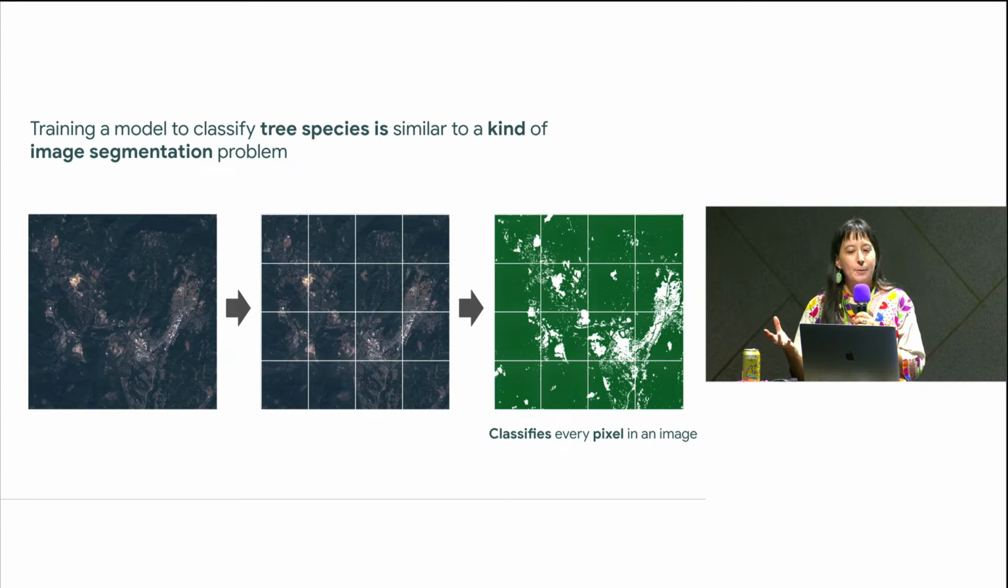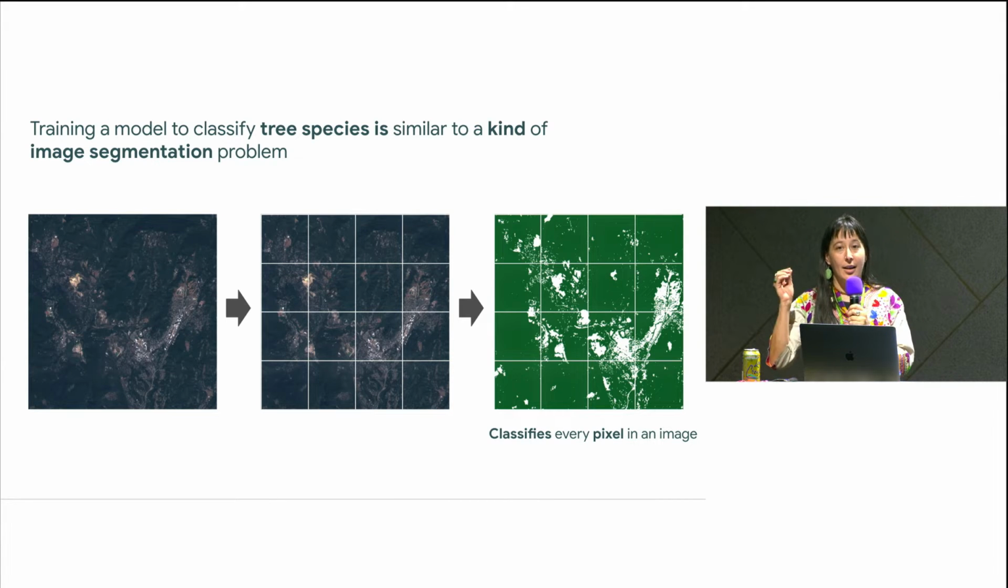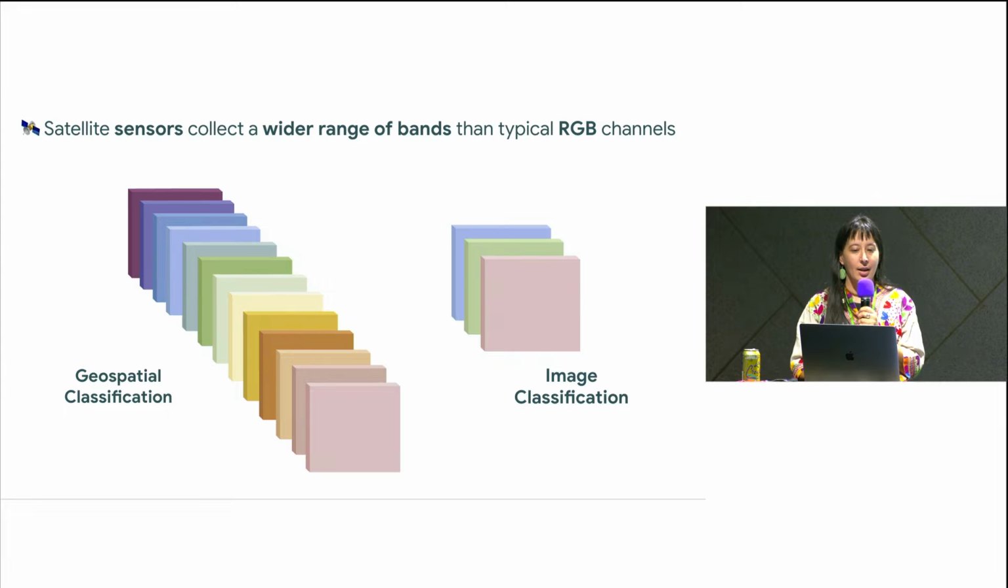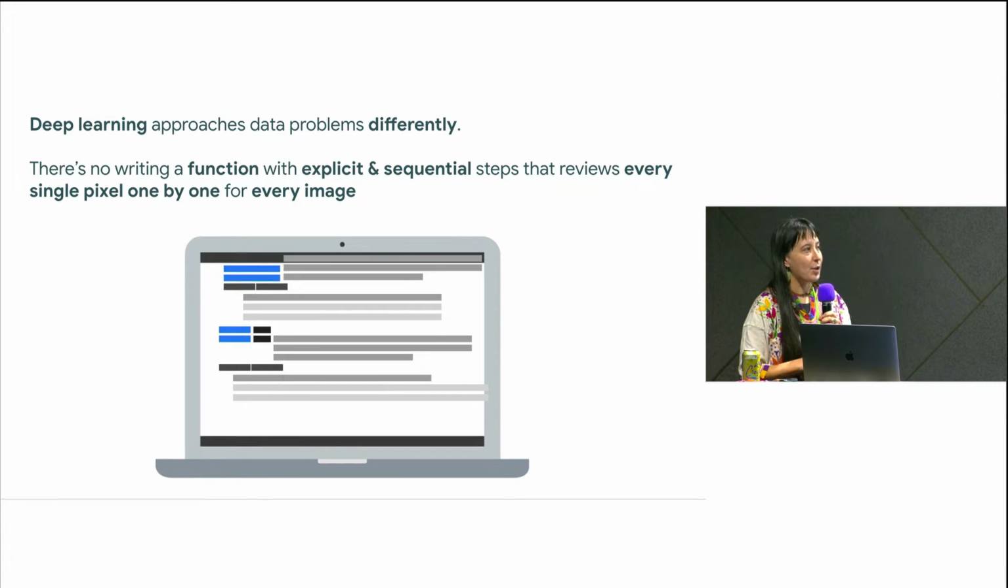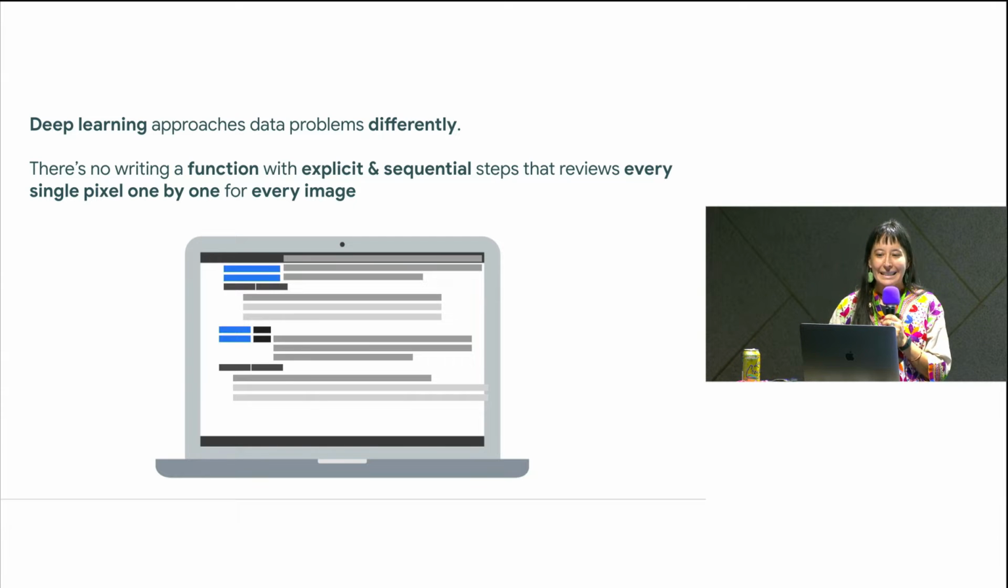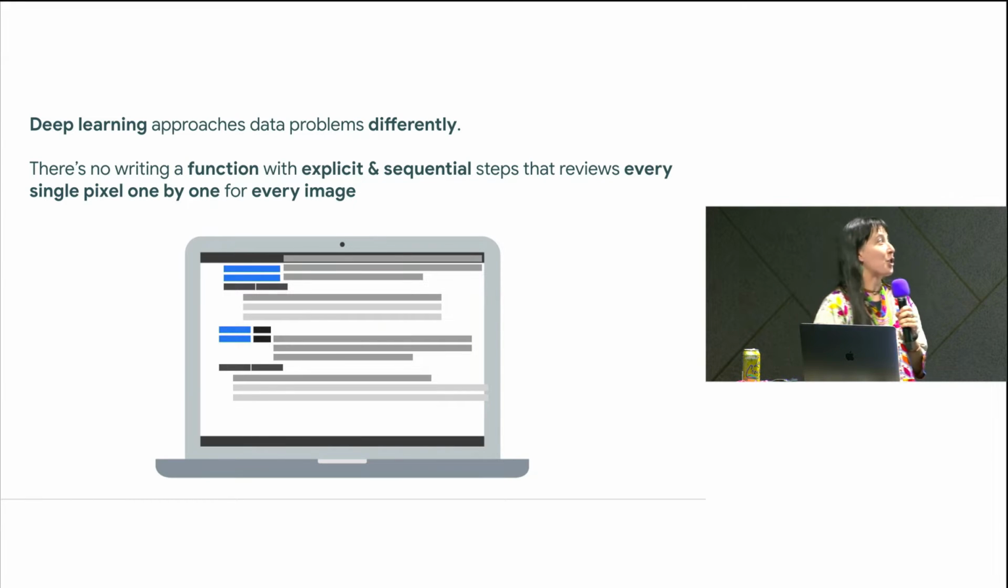A training model that classifies tree species using satellite images is kind of like an image segmentation problem where every pixel in the image is classified. However, there are more bands than the typical 3-channel RGB images. Deep learning approaches things very differently. There's no writing a function with explicit and sequential steps that reviews every single pixel one by one, as traditional software development is done.